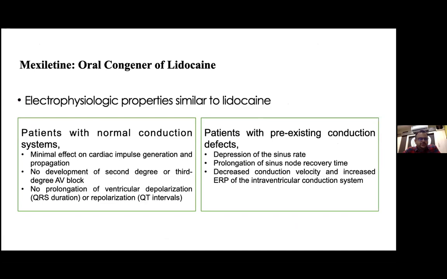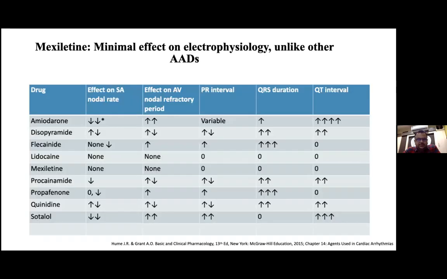In a patient with a normal conduction system, they have a minimal effect on cardiac impulse generation and propagation, and no development of second degree or third degree AV block, and no prolongation of the ventricular depolarization. That is, the QRS duration remains the same. However, with the class 1 agent, the QRS can be prolonged, but with the class 1B agent, the QRS duration remains the same, and the QT is slightly decreased. And in a patient with pre-existing sinus nodal disease, it can cause sinus arrest, depression of the sinus rate, then prolongation of the SNRT, which is the sinus nodal recovery time, and decrease the conduction velocity and increase the ERP of the intraventricular conduction system. So these are the effects of mexiletine.